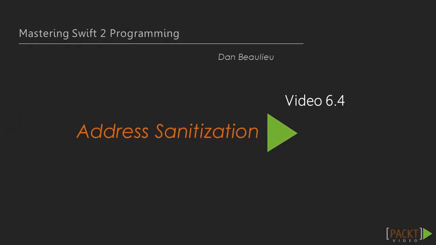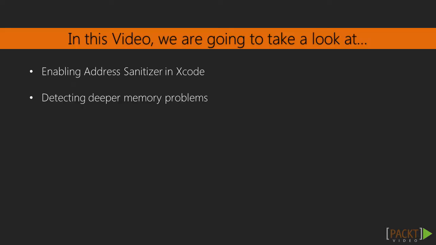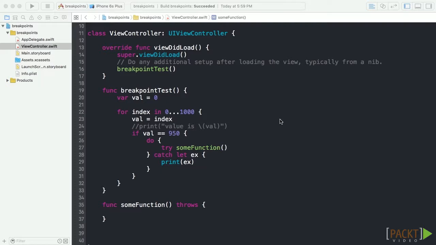In the previous video, we looked at how to use the LLDB command language for debugging. In this video, we're going to take a look at Xcode's address sanitizer that works with Clang-based languages for detecting deeper memory problems. The address sanitizer is a feature for languages using the Clang compiler that allows you to better find memory issues such as buffer overflows, use after free errors, double free, and other memory corruption bugs at runtime.